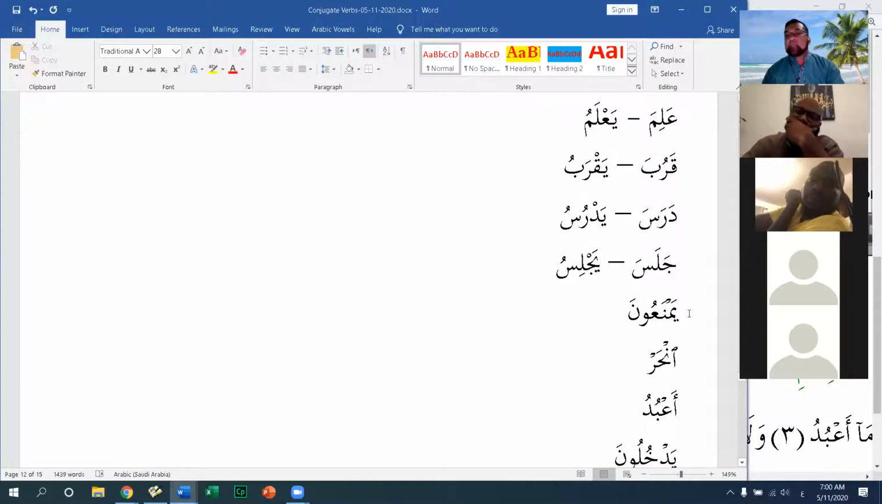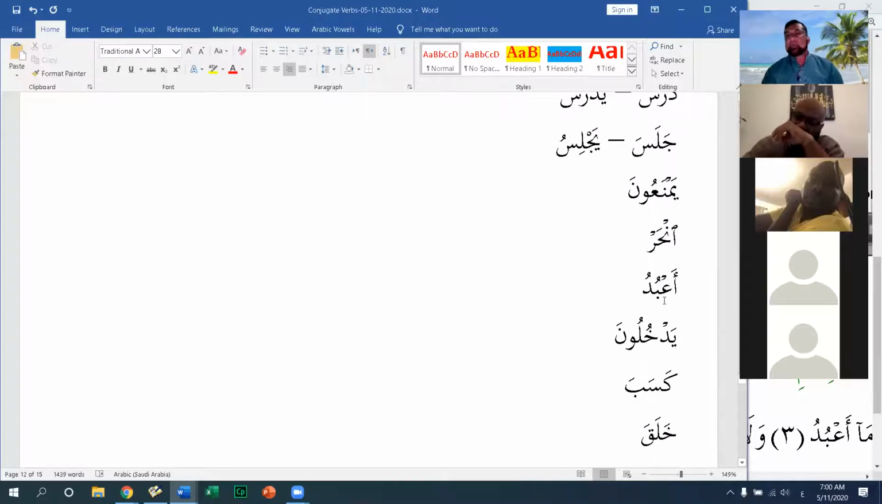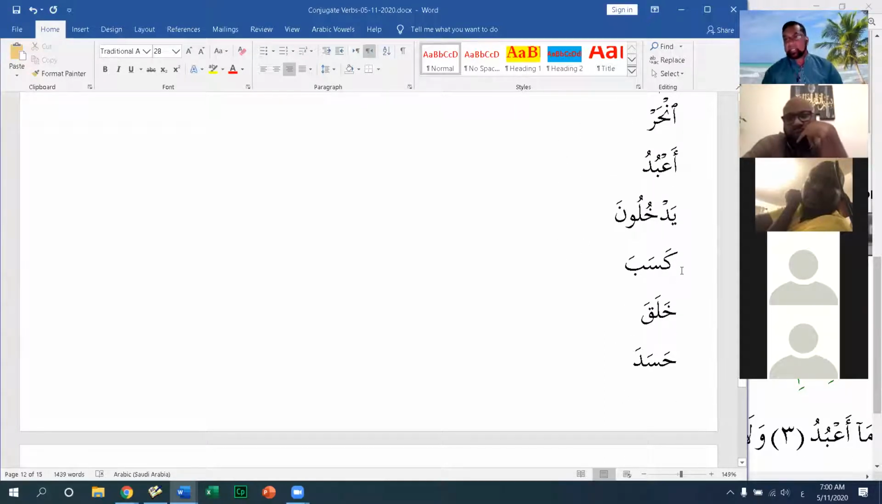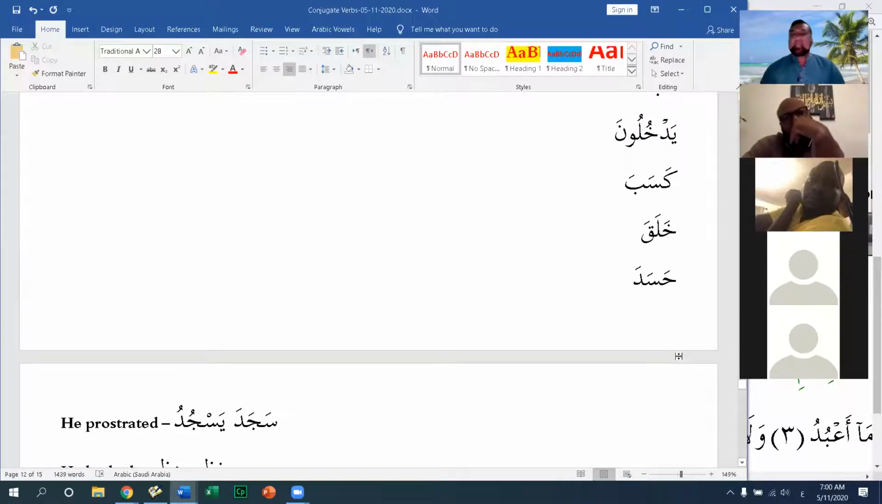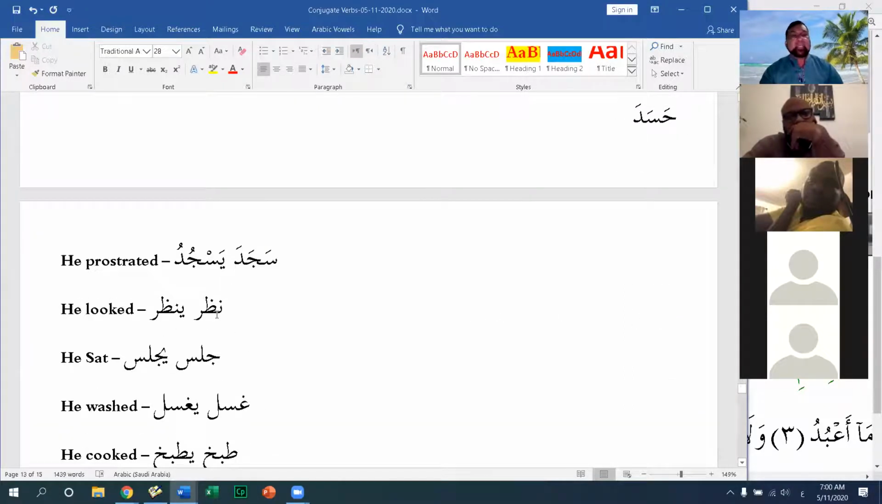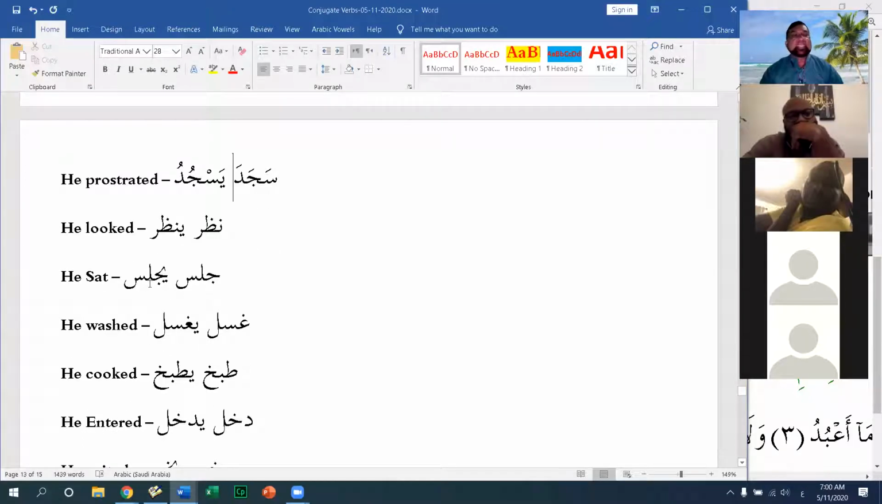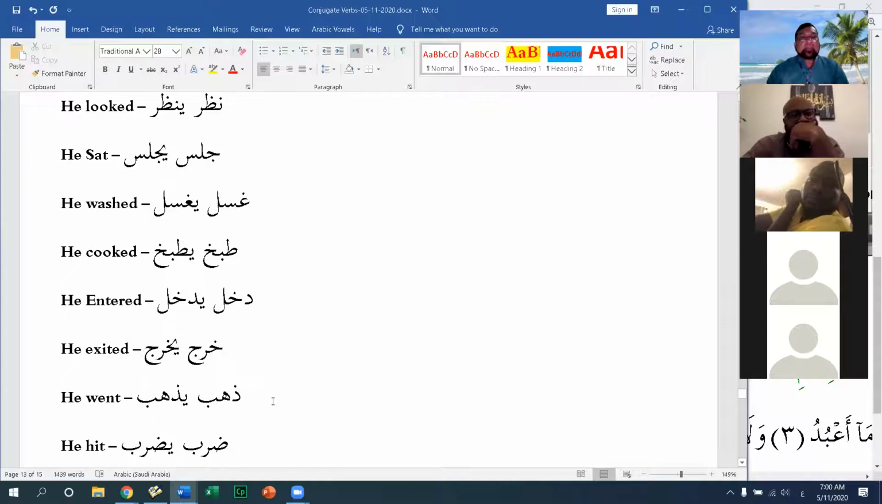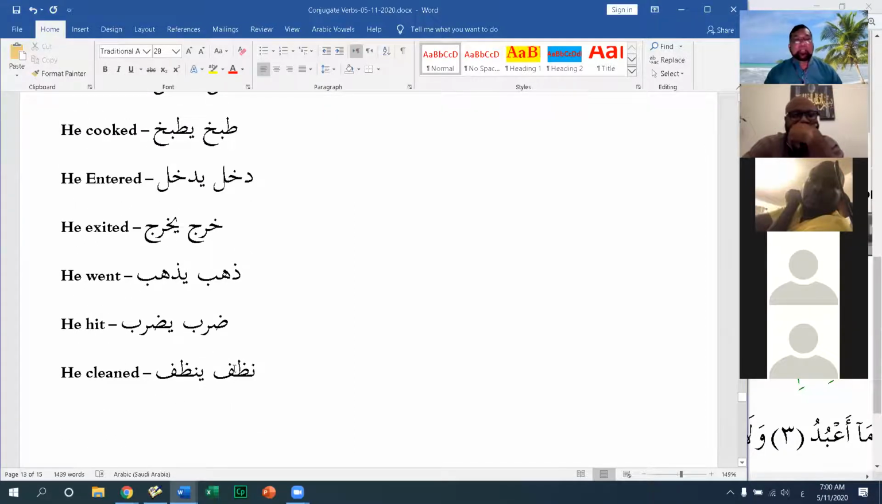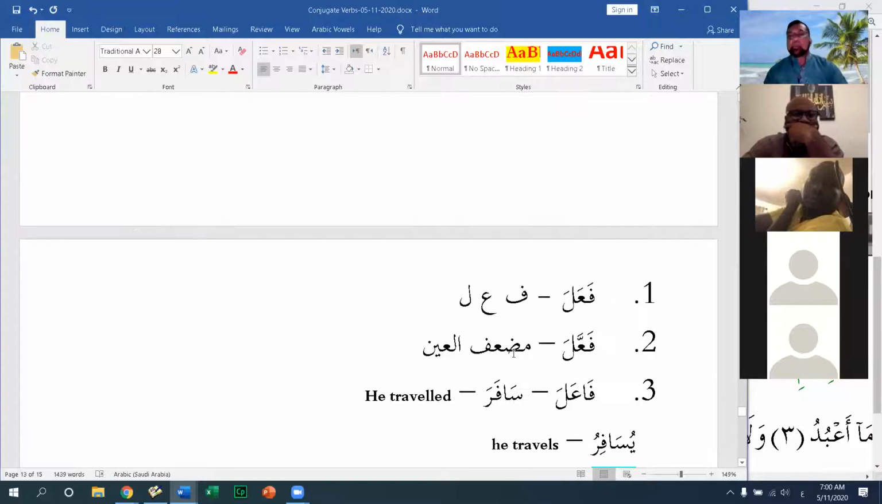And then these are words from Quran, just a few of them. You can search for more if you wish. So you'll have mana'a yamna'u, nahara yanharu, abada ya'budu, dakhala yadkhulu, kasaba yaksibu, khalaqa yakhluqu, hasada yahsudu, sajada yasjudu, nadhara yanzuru, jalasa yajlisu, ghasala yaghsilu, and other verbs like dakhala, kharaja, dhahaba, daraba, nazzafa. And then you conjugate all of those.